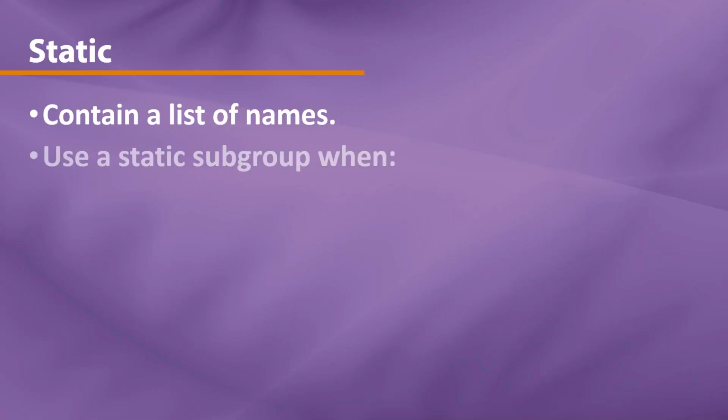The second type of subgroup is static, and I like to think of static as being the opposite of dynamic. Dynamic subgroups change as you make changes within the program. The static subgroups do not change as you make changes in the program. The static subgroups are going to contain a list of names, and you as administrators and users of the software are going to go through and simply add the names to these static subgroups.